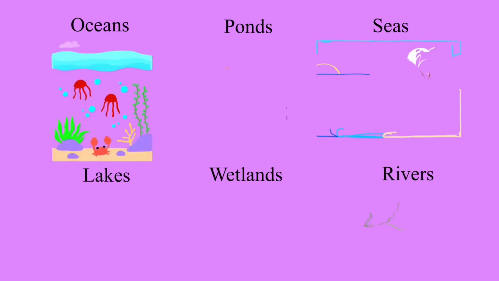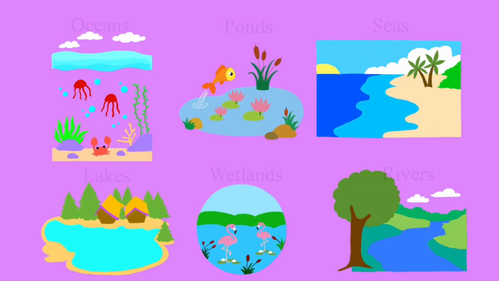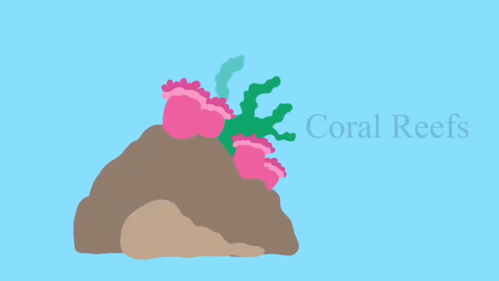These are some examples of aquatic ecosystems: rivers, ponds and lakes, wetlands, seas and oceans, and coral reefs.